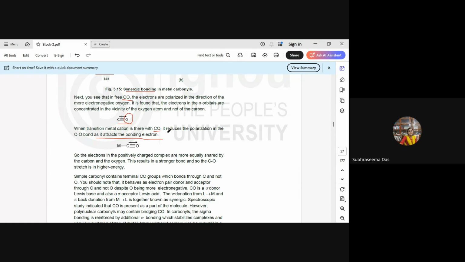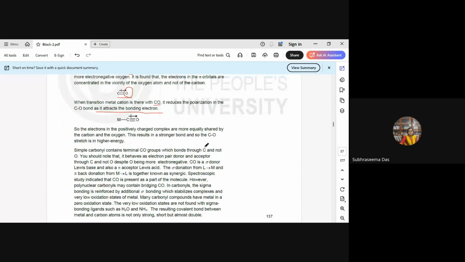But when a transition metal is attached to a carbon monoxide molecule, the extent of polarization that was induced by the oxygen because of its higher electronegativity is now reduced, because the carbon center is now attached to the central metal atom present in the complex. So the electrons in the positively charged complex are more equally shared by the carbon and the oxygen. This results in a strong bond, and so the CO stretch is at higher energy.